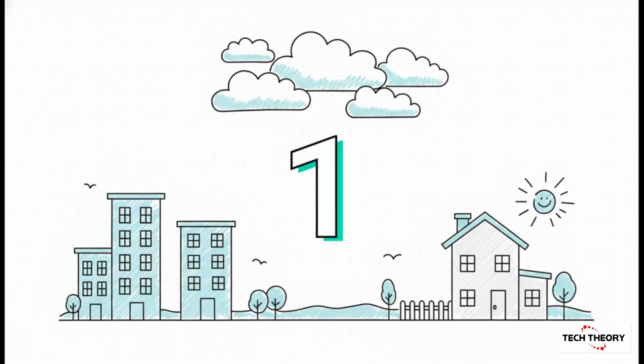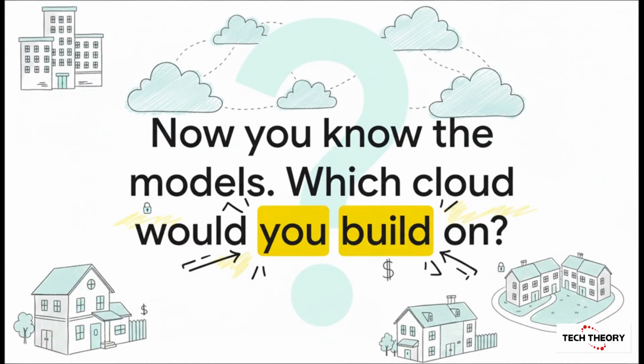You see, it all comes down to one critical choice. But this isn't just some tech decision, no way. This is a foundational business strategy. It's a choice that will define a company's agility, its security, and its ability to innovate for years to come. So, now you know the options, from the public apartment building to the private mansion and everything in between. The only question left is, which one would you build your future on?